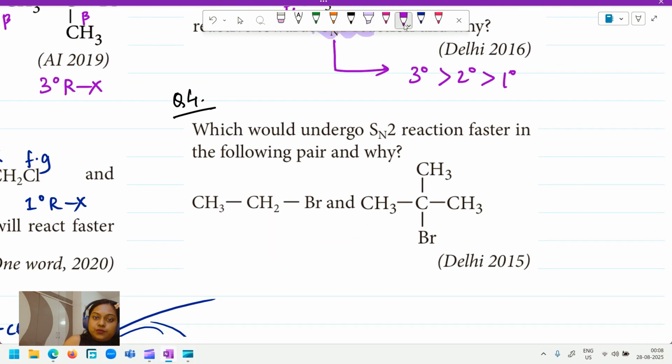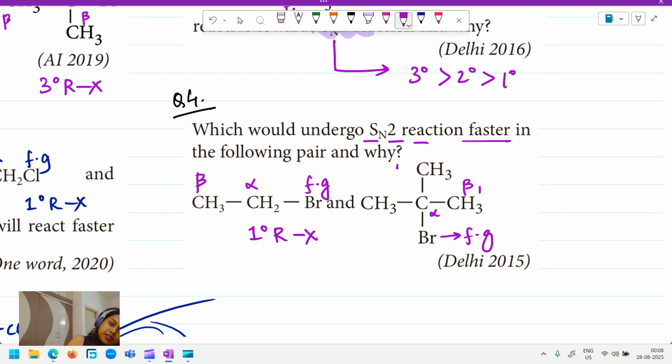Now, what is the answer to this? This is asking for SN2, which would happen faster and why. Again, figure out the degree of the alkyl halide. First one is functional group, alpha and beta. Since one beta, this is primary. And the second one is functional group, alpha. And how many betas are there? Beta 1, beta 2, beta 3. 3 betas, this means this is a tertiary alkyl halide.